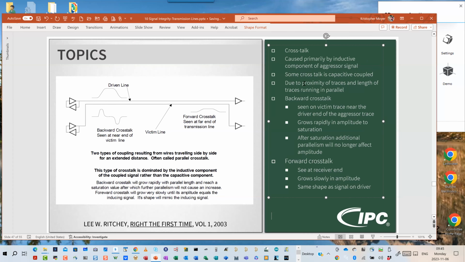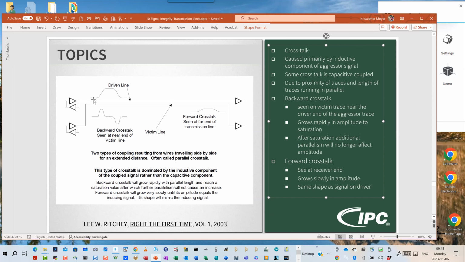It's due to the proximity of traces and length of the traces running in parallel. So basically, if I have the two traces running perpendicular to each other, I've got very little actual inductive coupling between them. I only have a very little bit. Okay. Again, it grows rapidly in amplitude to saturation.